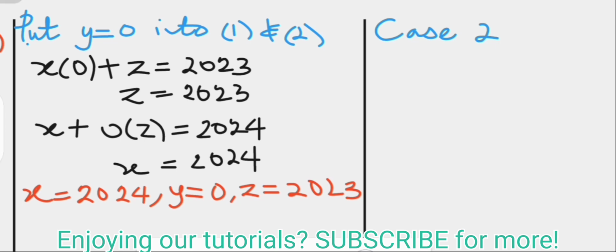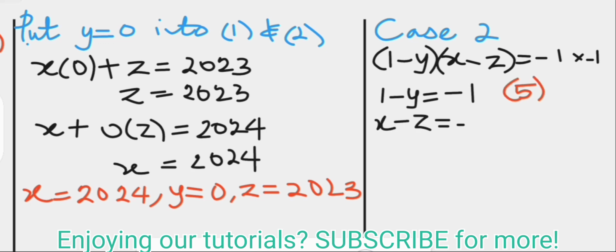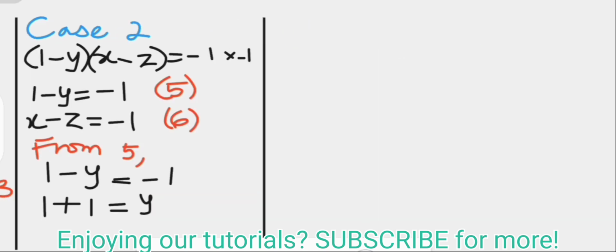The second case is when 1 minus y times x minus z is minus 1 times minus 1. And this implies that 1 minus y will be minus 1 as equation 5, and x minus z equals minus 1 as equation 6. So from equation 5, if 1 minus y equals negative 1, then it means 1 plus 1 is y, meaning that 2 equals y, or y is 2.